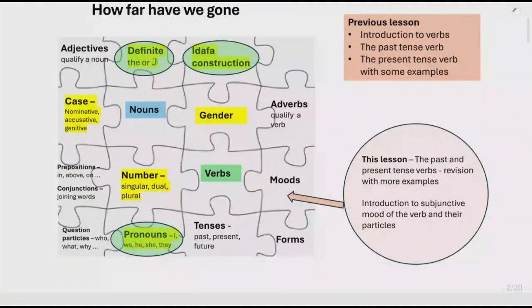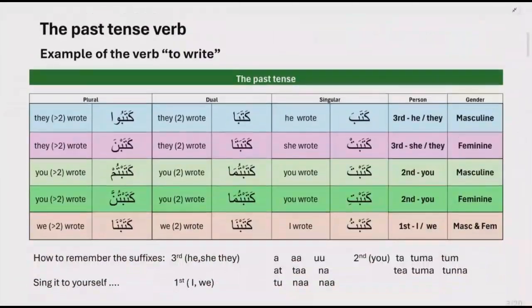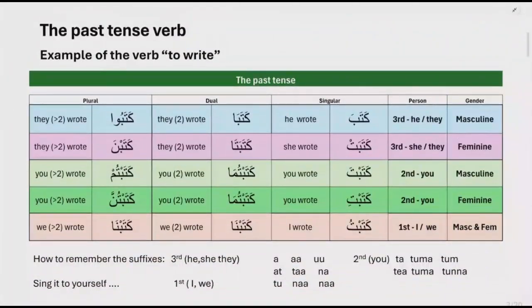All right, so this is where we are in terms of the bigger picture. We are busy with the modes of the verbs. So we've done the past and present tense, the verb, and we're going to be doing the subjunctive mode of the verb today. All right, so to recap, the past tense verb to write, this is how it looks.